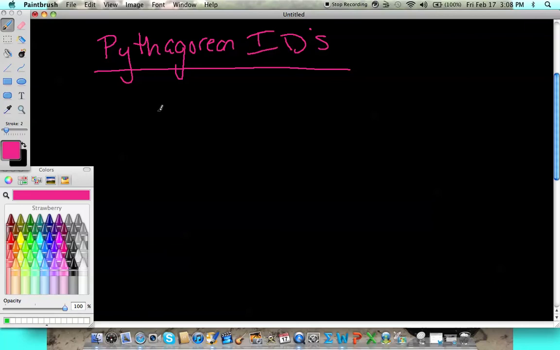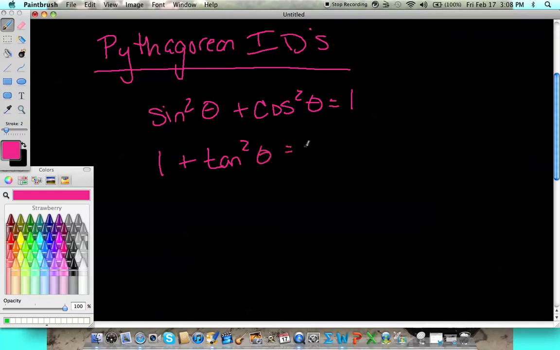Lastly, we have some Pythagorean identities. And if you have an ID sheet, these should go on it as well. The first and probably the most predominant Pythagorean identity is the sine squared of an angle plus the cosine squared of an angle equals 1. I use that one all the time. The next one is 1 plus the tangent squared theta equals the secant squared theta, and then 1 plus the cotangent squared theta equals the cosecant squared theta.